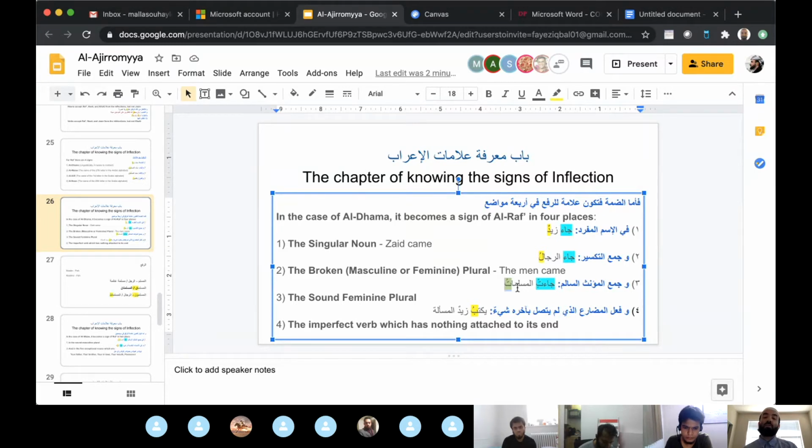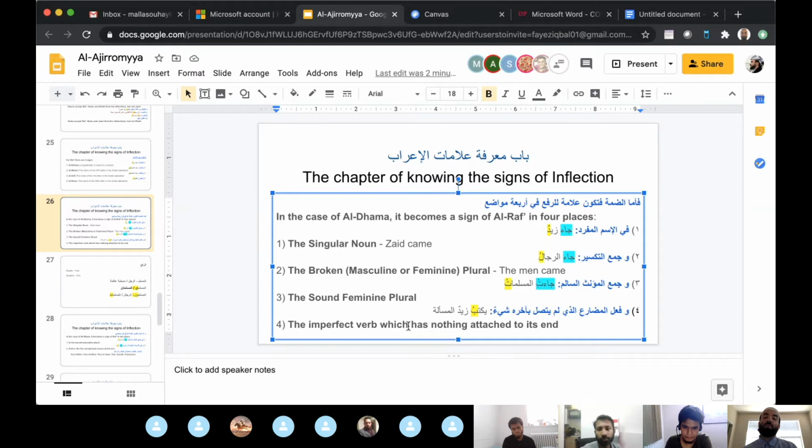What does that tell us? We said one of the main roles that a rafa indicates or is a sign for is being a subject. So we know that al-muslimat has the inflection of rafa, and based on the context, we arrive at the fact that al-muslimat is the subject of the sentence. The woman came.